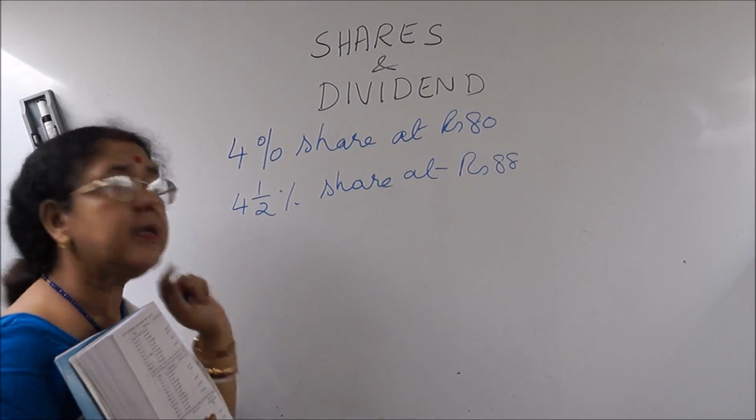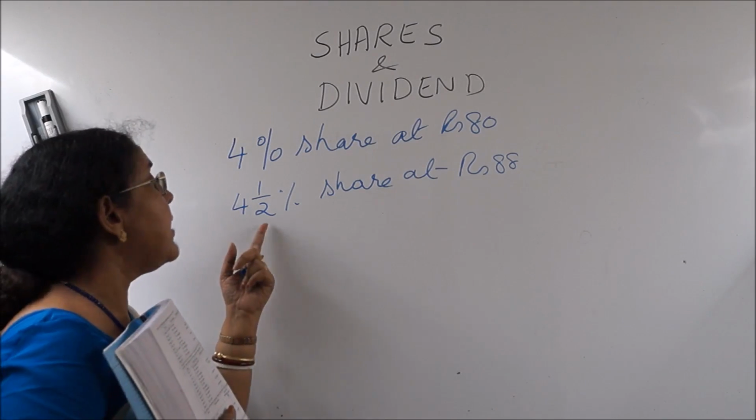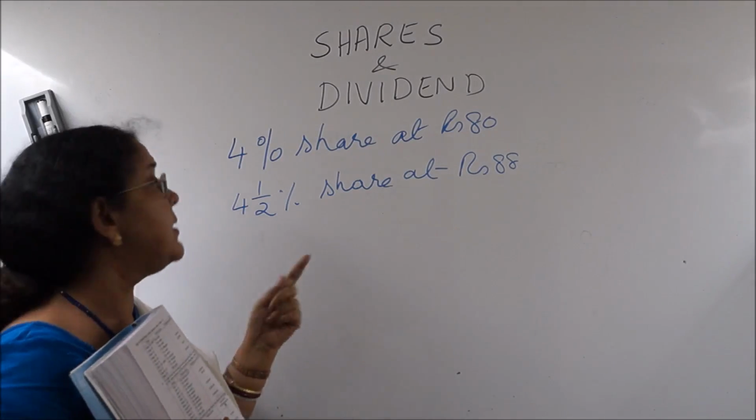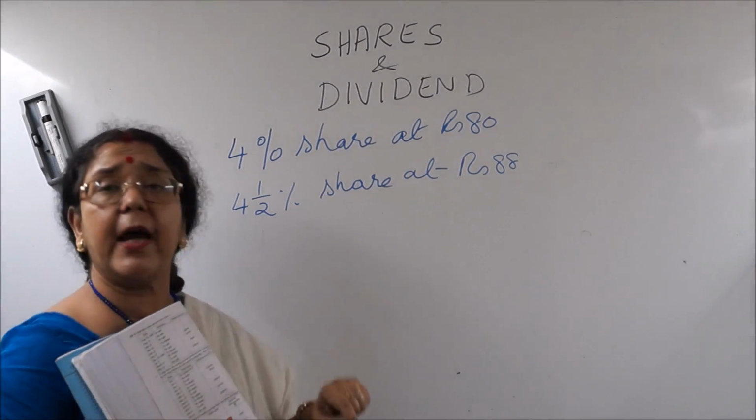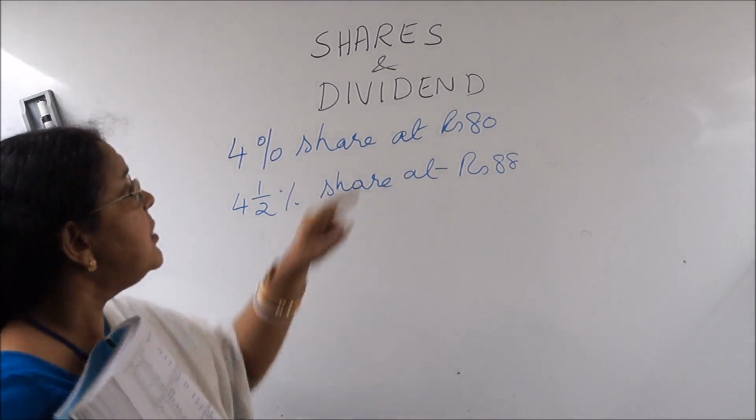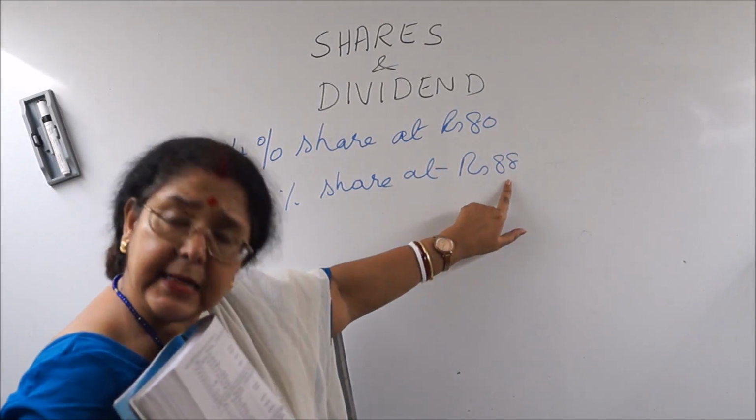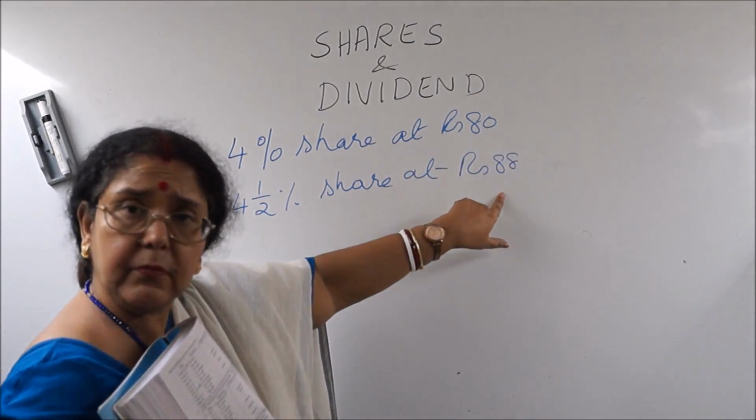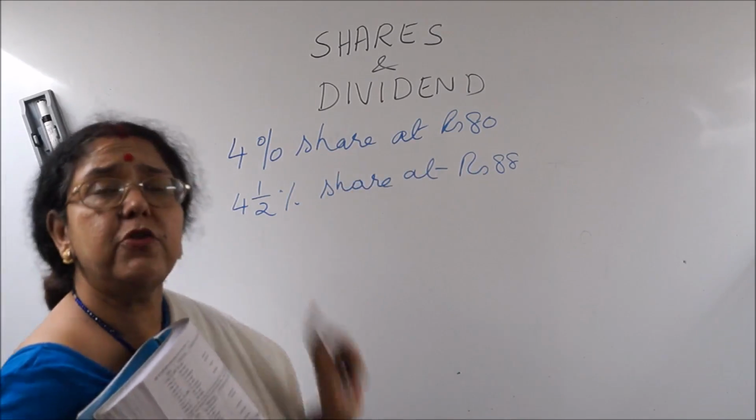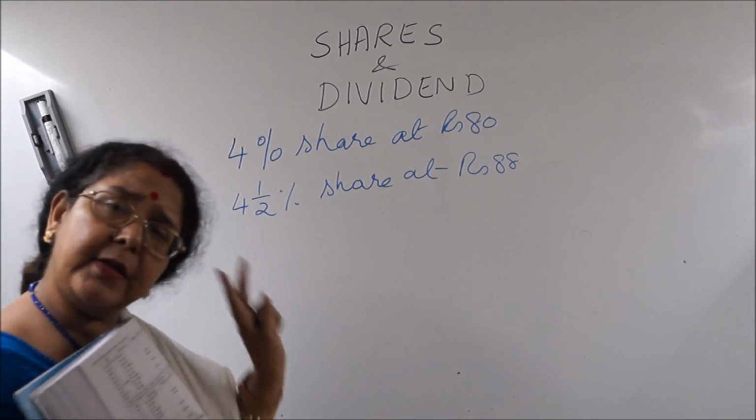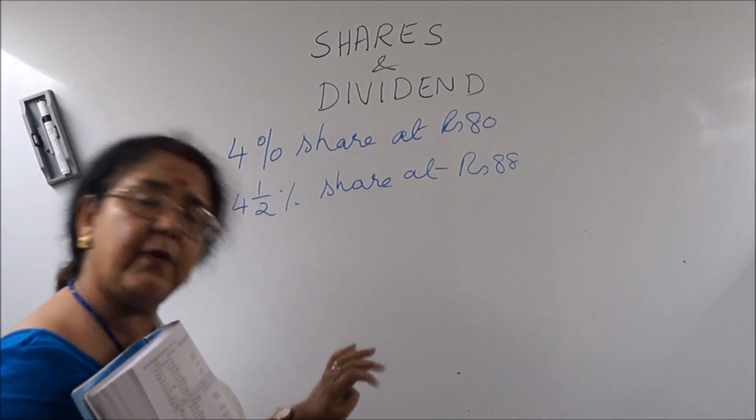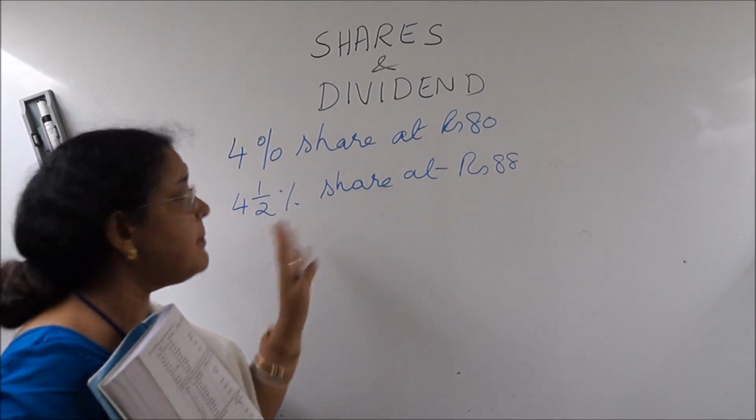Whereas this is another company which declares a dividend of 4.5% whose shares are being sold at rupees 88. So this rupees 80 and rupees 88 are the market values of each share. Okay, so when the nominal value is not mentioned, we assume that the nominal value is rupees 100. So in both the cases, nominal value is rupees 100 because nothing is mentioned.